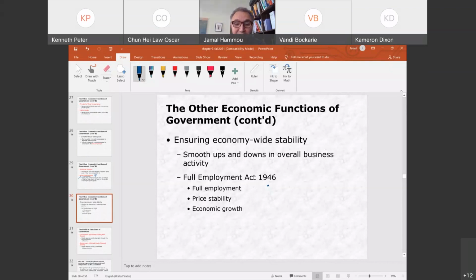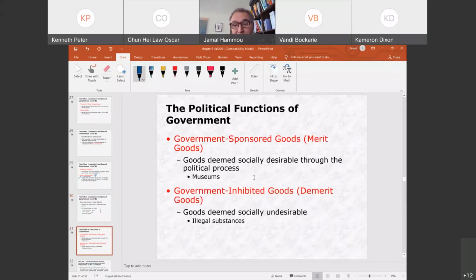We're going to talk about all this stuff. This is chapter 7. We're going to talk about the job market. We're going to talk about the price, how the price is determined, and what government does to keep the price stable. Okay. The roles of the government: there are what's called sponsored goods or merit goods, goods deemed socially desirable through the political process, like museums, for example.